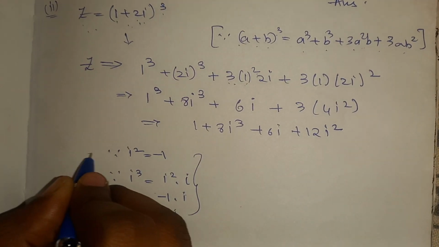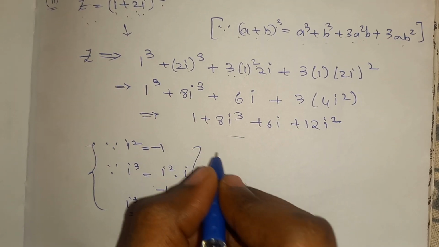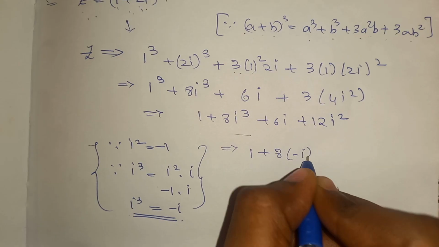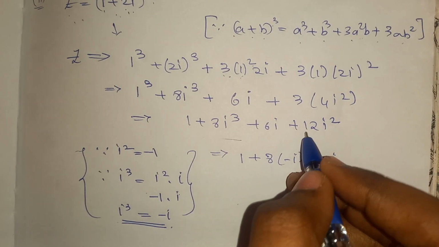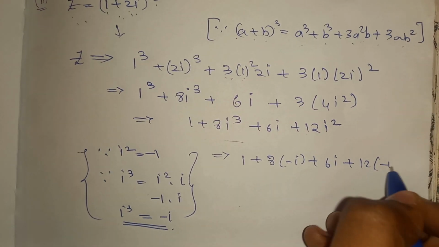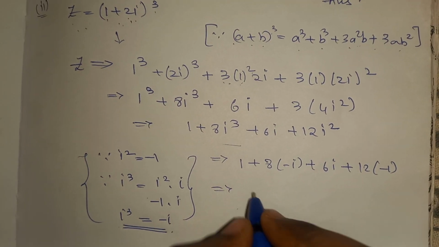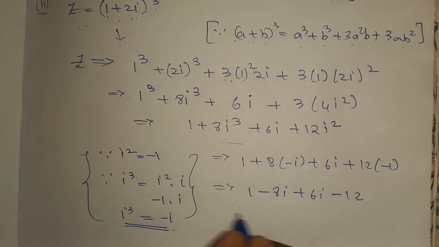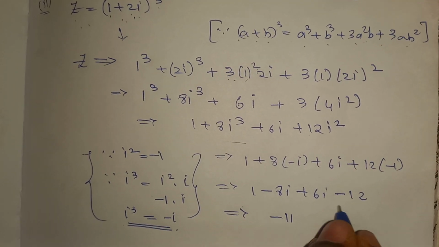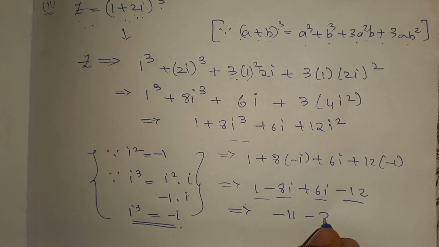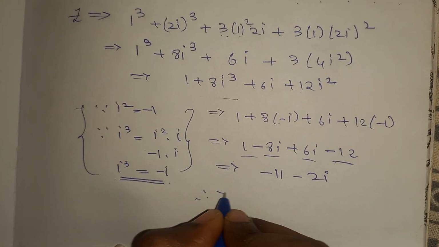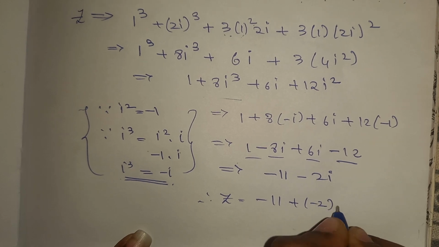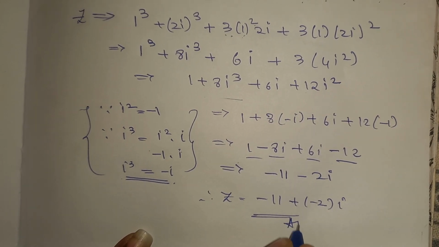Now we will substitute these values in this. So we get 1 plus 8 into minus i plus 6i plus 12 into minus 1, which equals 1 minus 8i plus 6i minus 12, which equals minus 11 minus 2i. Therefore, z equals minus 11 plus of minus 2i. This is the answer.